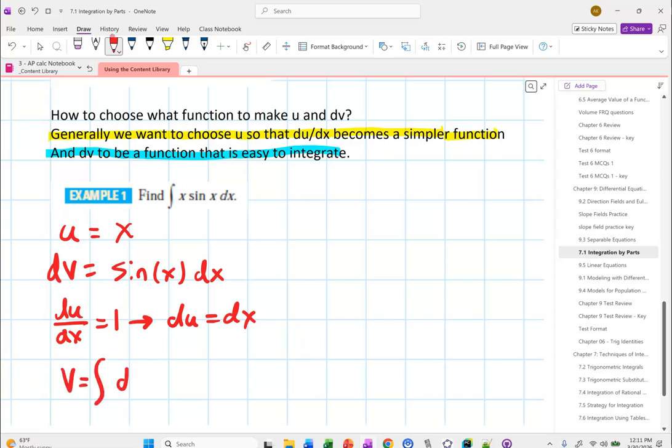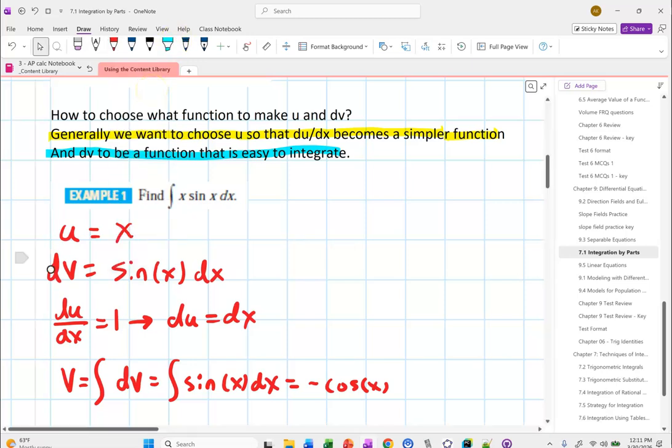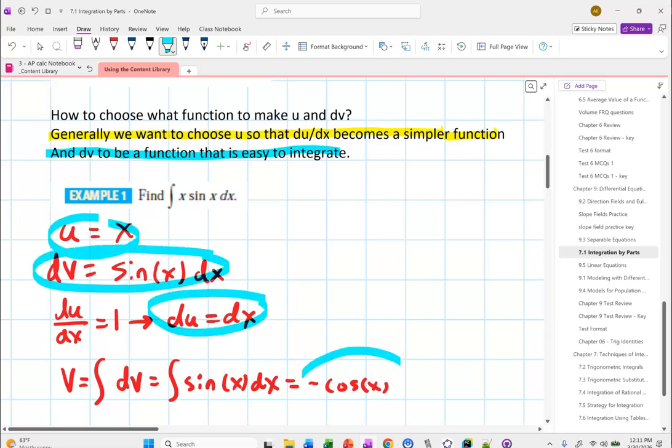To get v, I have to integrate dv, which means that I'm going to integrate sine x dx. What is the antiderivative of sine x? Negative cosine x. So that's everything I need now to start filling in my integration by parts formula. I have u, I have dv, I have du, and I have v.